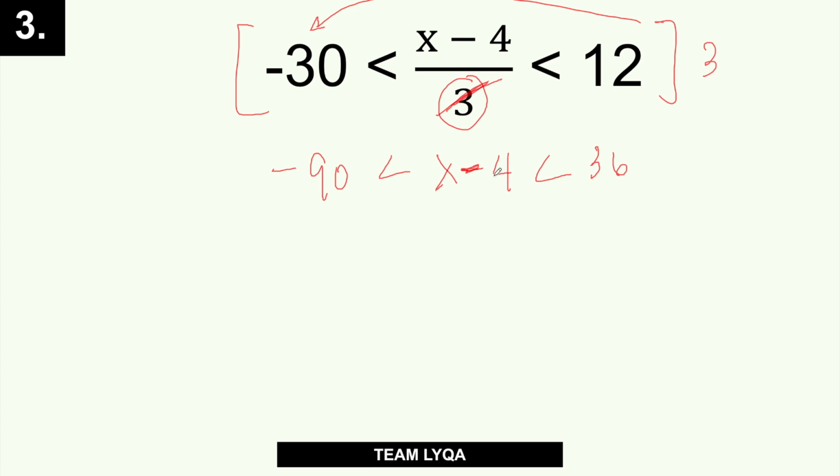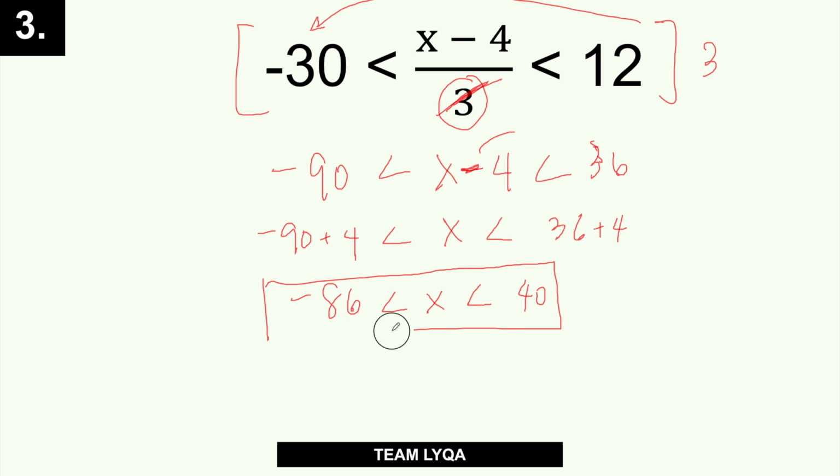Now, ang gagawin ko naman, tatanggalin ko tong negative 4. So, in order for me to do that, babaliktarin ko. Magiging negative 90 plus 4. Ganyan siya, maiwan yung x. Dito, magpa-plus 4 ka rin. So, that would be 36 plus 4. So, you have here, negative 86 is less than x is less than, and then you have 36 plus 4, which is 40. Okay?